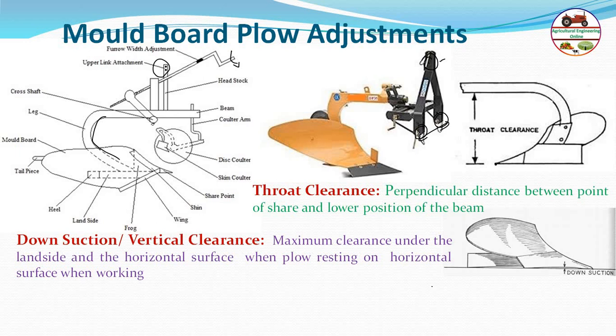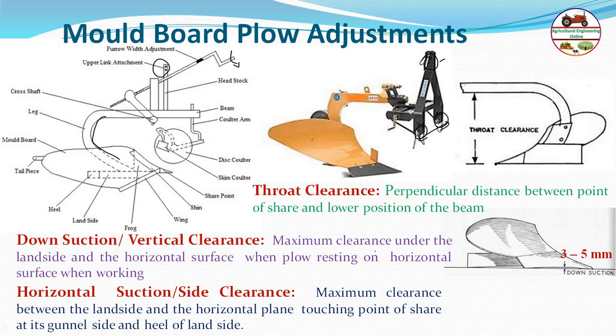So you can say during working of the plow, the maximum clearance between the land side and the horizontal surface is called the down suction or vertical clearance, which ranges generally from 3 to 5 millimeter. It is a proper adjustment so that the penetration of the plow's share is efficiently done.